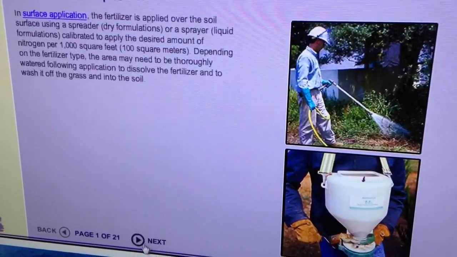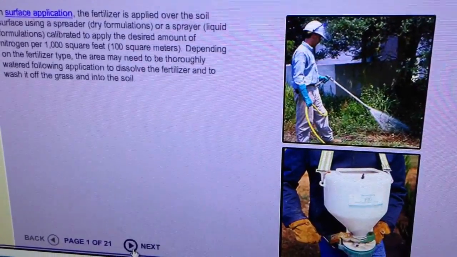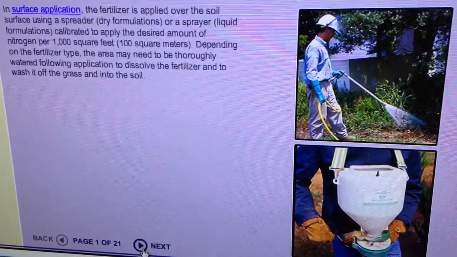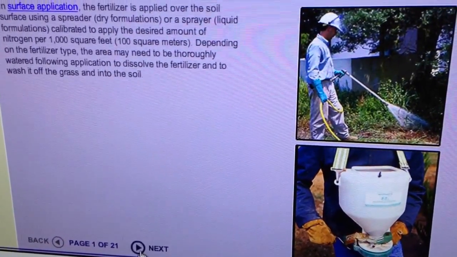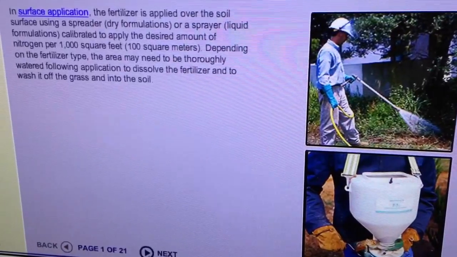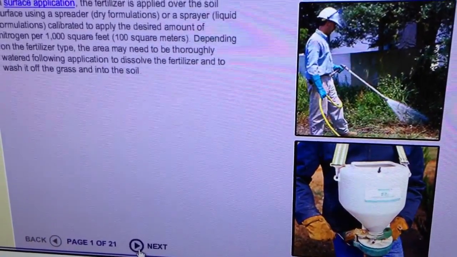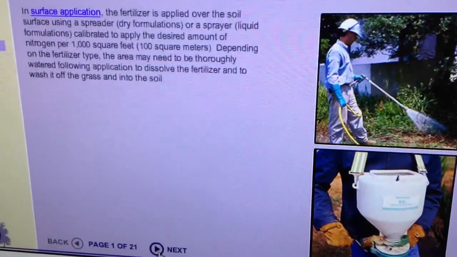In surface application, the fertilizer is applied over the soil surface using a spreader, dry formulations, or a sprayer, liquid formulations, calibrated to apply the desired amount of nitrogen per 1,000 square feet, 100 square meters. Depending on the fertilizer type, the area may need to be thoroughly watered following application to dissolve the fertilizer and to wash it off the grass and into the soil.